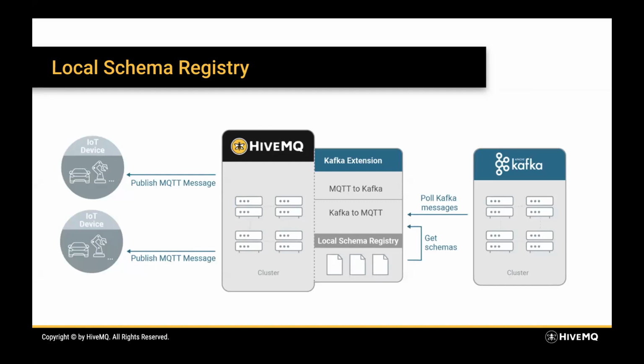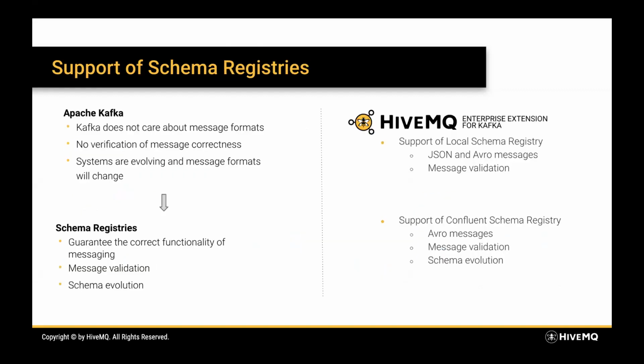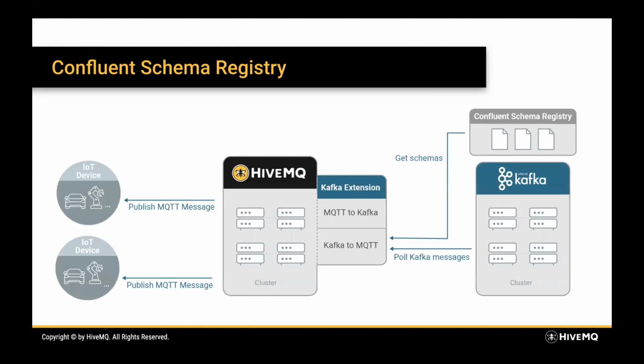But if you want to have schema evolution, then we also support the Confluent Schema Registry. That supports schema evolution itself. But at the moment, the HiveMQ Enterprise extension for Kafka is only able to use that with Avro messages. And it looks pretty much the same as the other architecture, but you have the Confluent Schema Registry as an external system here. So you get that from somewhere else. It's not included in the Kafka extension.